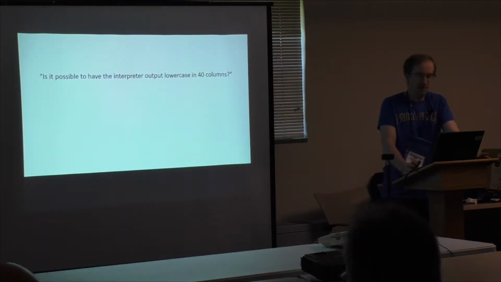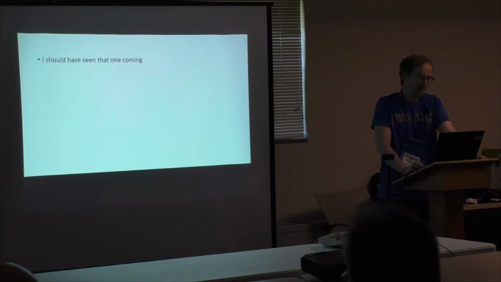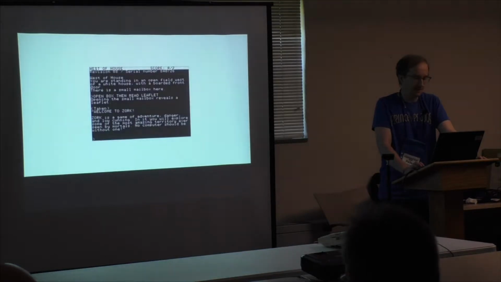Is it possible to have the interpreter output lowercase in 40 columns? That seems like an obvious question, but for some reason I wasn't expecting it. Anyway, we now have an option to enable lowercase output in 40-column mode. And here's a screenshot of the Z3 version of Zork 1 running in 40-column lowercase mode. It does actually look pretty good.